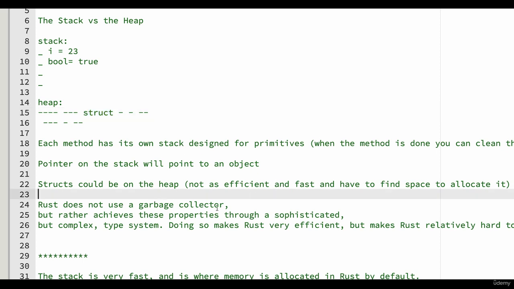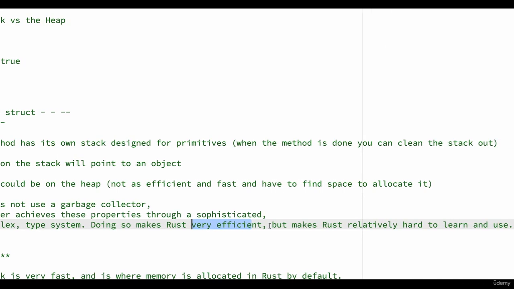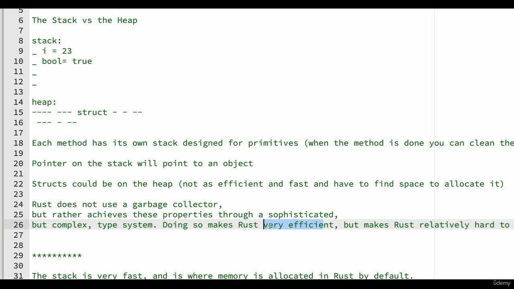One last thing before closing this lesson: it's important to point out that Rust does not use a garbage collector. So when you have things on the heap, they're going to stay on the heap, and you're going to want to clean them up. These properties are achieved through a type system, and that actually makes Rust quite efficient, but it also makes it harder to learn and to use properly. There are, though, libraries out there which you would most likely use.